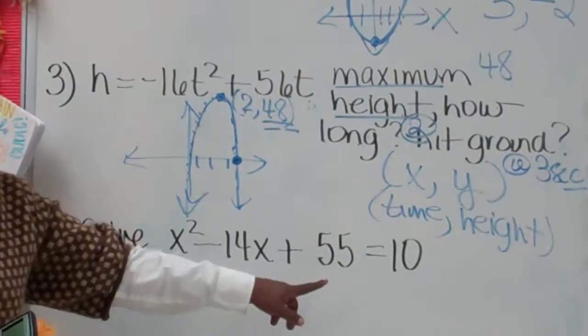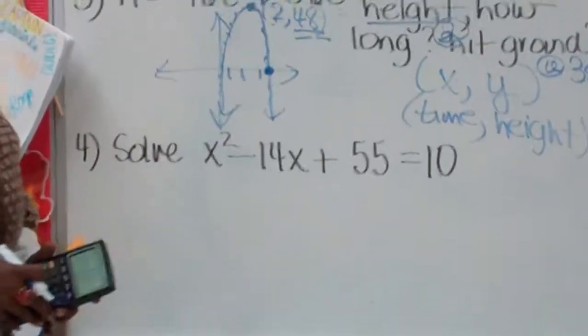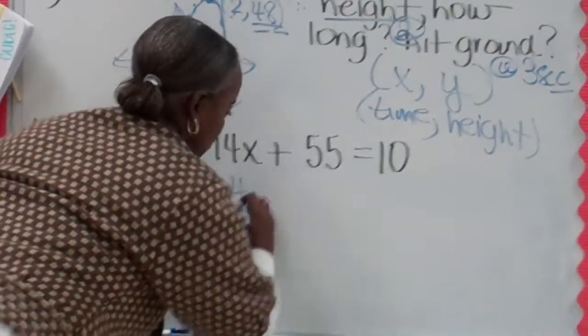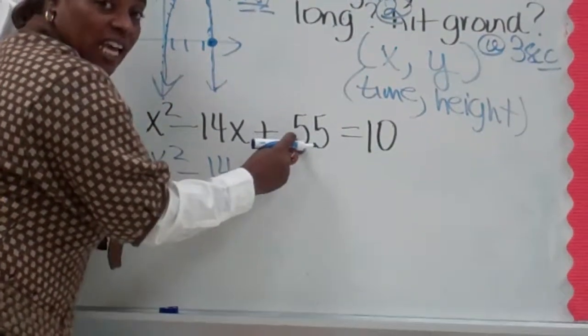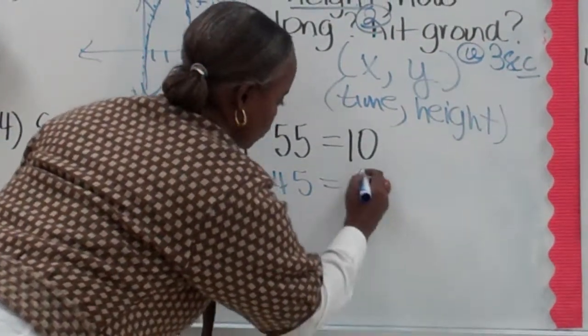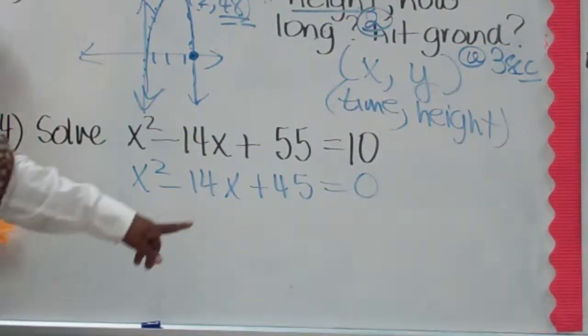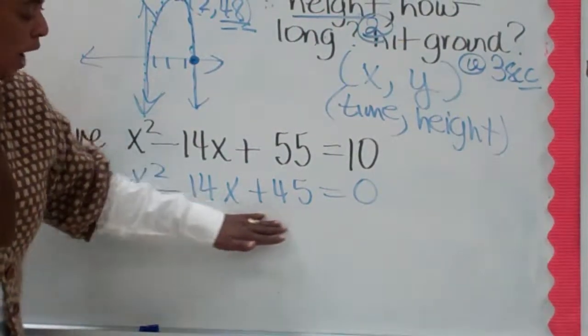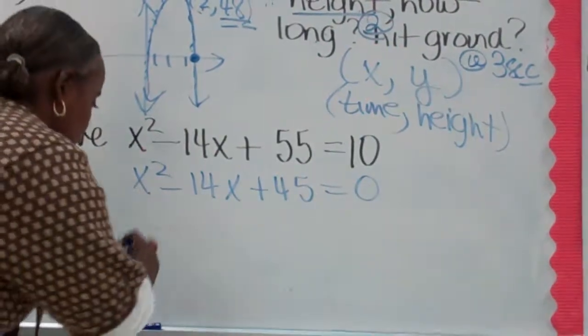All right, problem number 4. Simply solve a quadratic. Get a 0 on one side. So we have x squared minus 14x. I'm going to subtract 10 from both sides, so this becomes plus 45 equals 0. x squared minus 14x plus 45 equals 0. Now you already know how to factor this. So factor this.